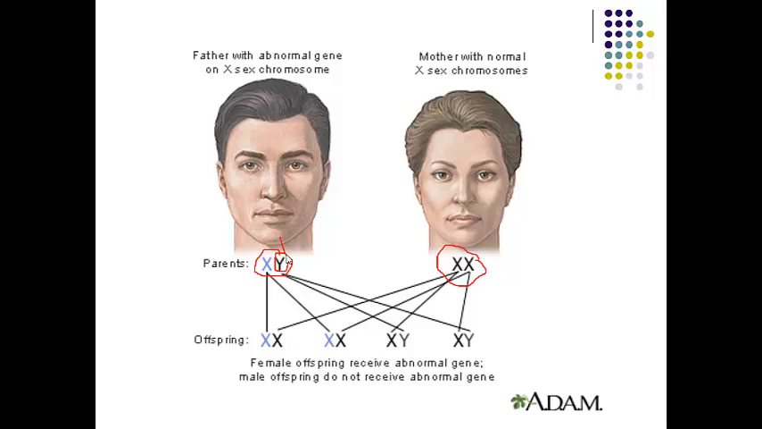Males inherit a sex-linked trait from their mother. This is because they inherit the X chromosome from their mother. They inherit the Y chromosome from their father. So males are going to control the sex of the offspring depending upon whether or not they pass on the X or Y chromosome. But the female, the mother, is going to control whether or not a male has a sex-linked trait.